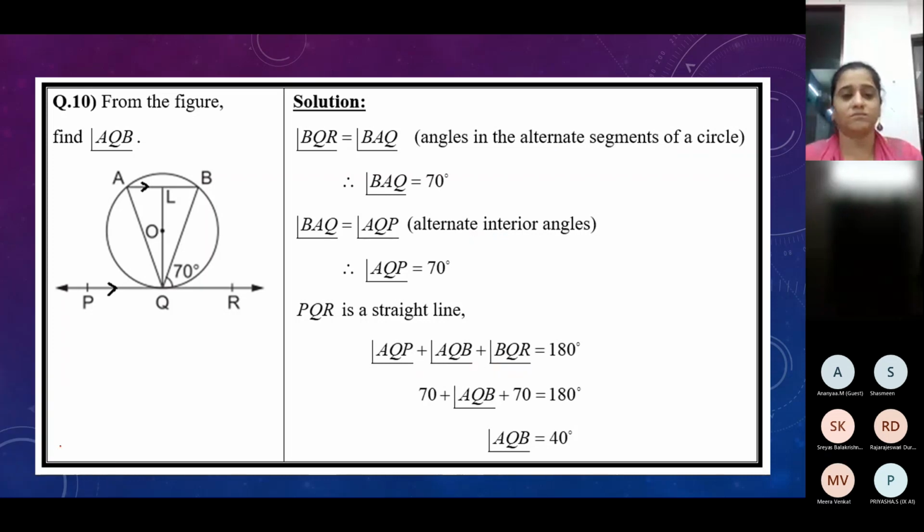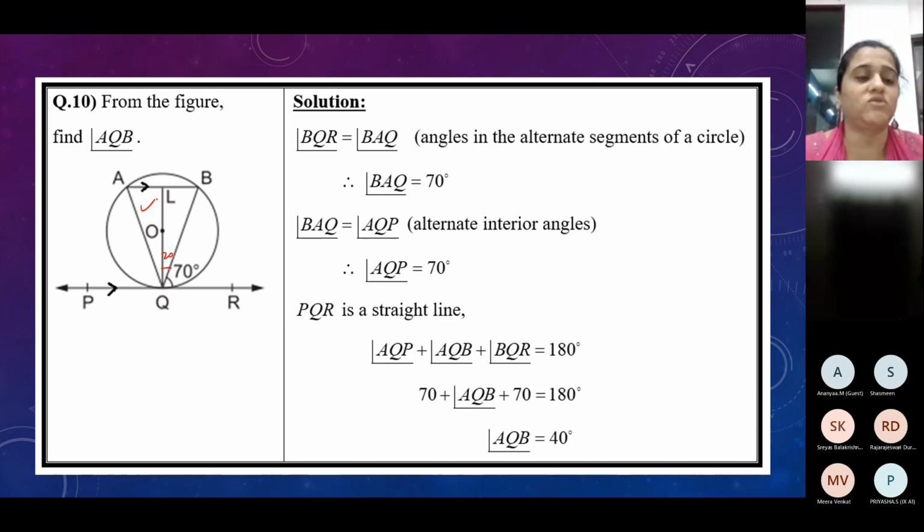Ma'am, we can also use that the radius is perpendicular to the tangent, so we can put 90 degrees here and there. So 90 minus 70 is 20 here. So here also it applies. So 20 plus 20, we get 40 degrees.